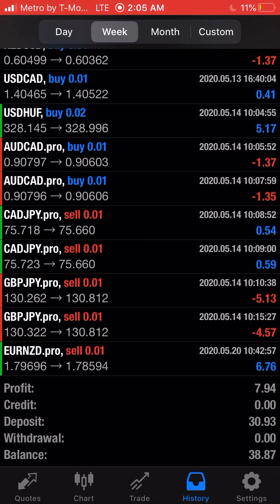Same thing with take profit. If it hits take profit, you are gaining the amount of money you want to gain, depending on the amount of pips. We'll go over pips in another video, right? So anything in green hits your take profit, anything in red hits your stop loss.